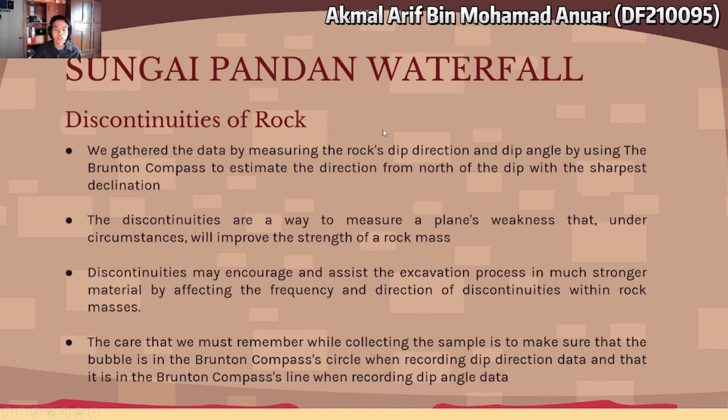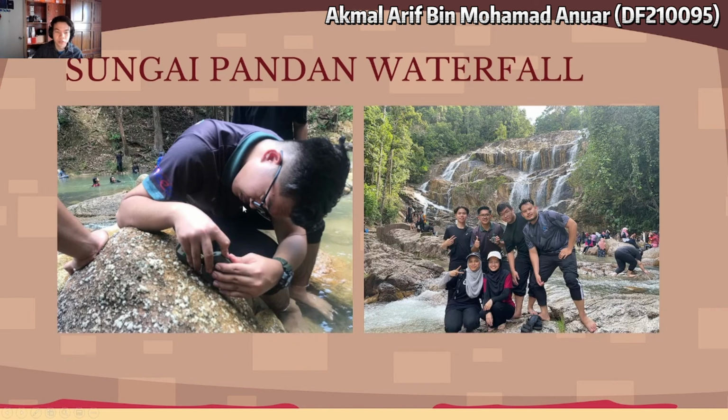It is a way to measure a plane's weakness that, under circumstances, will improve the strength of rock mass. It will encourage and assist the excavation process in much stronger material by affecting the frequency and direction of discontinuity within rock masses. The precaution that we have to take is to make sure that the bubble is in the Brunton compass circle when recording dip direction data, and it is in the Brunton compass line when recording dip angle data. So this is the picture. We have used the Brunton compass to get the dip direction and dip angle for the rock.